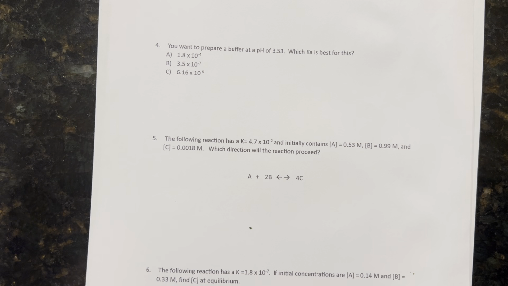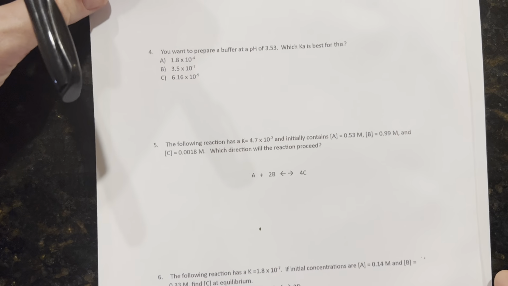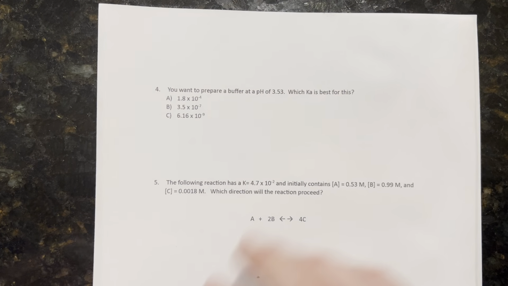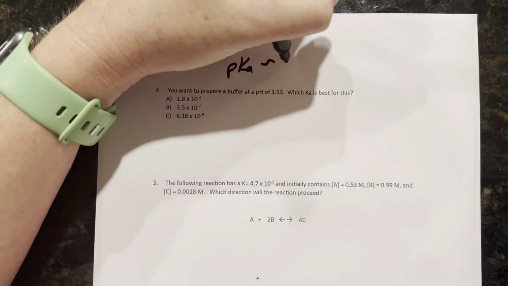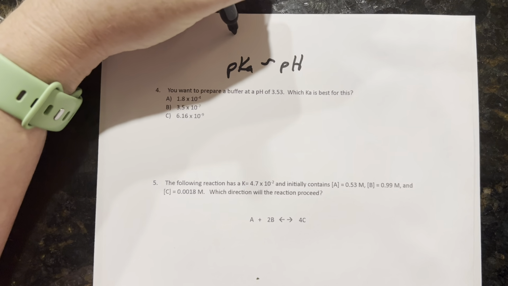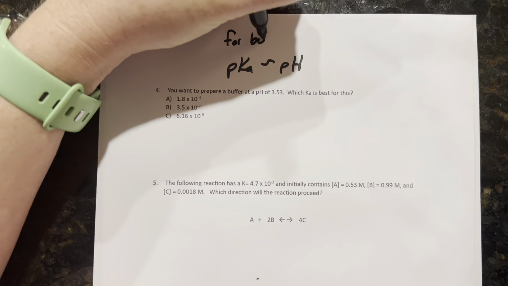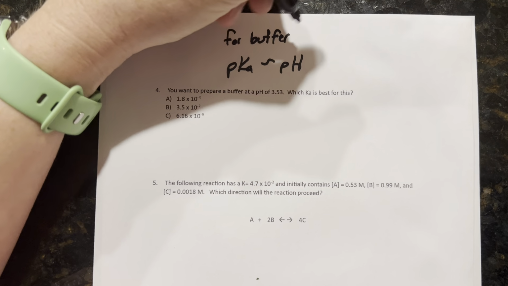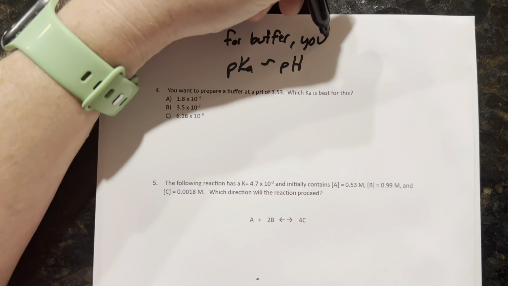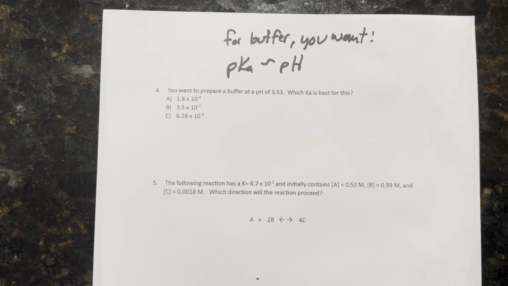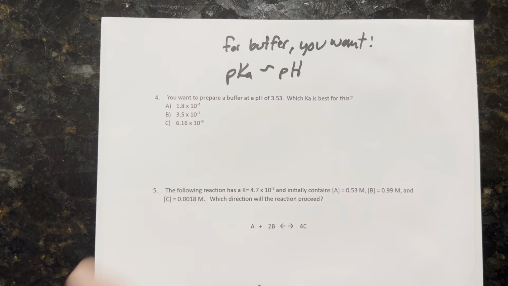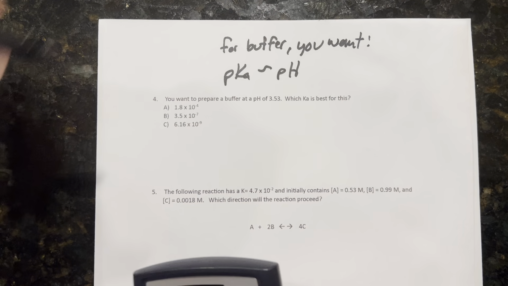And it's going to be a pH of 3.53. So it asks you which one's best for this. Now remember, for a buffer, you want the pKa to be pretty darn close to the pH. So if we went through and calculated the pKa, remember P means negative log of.